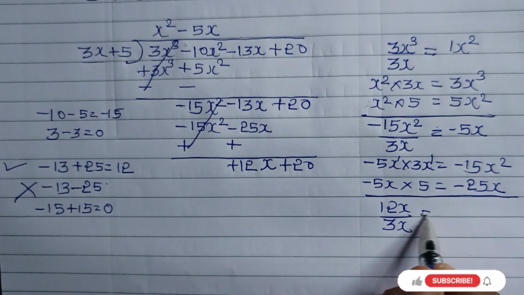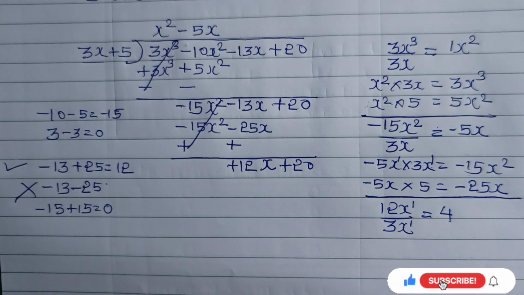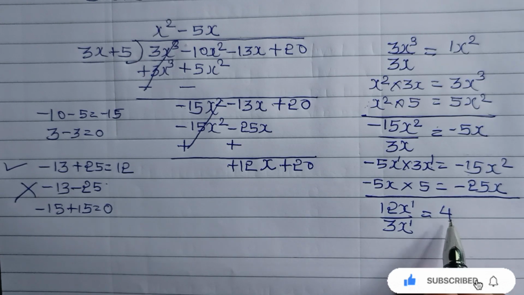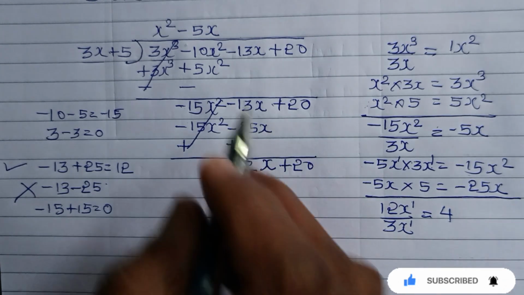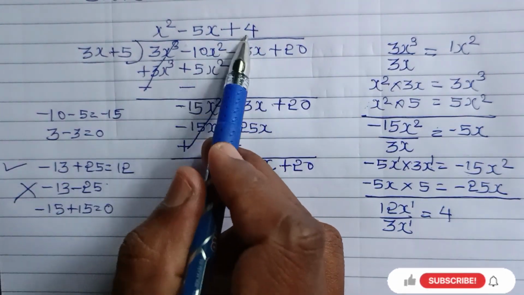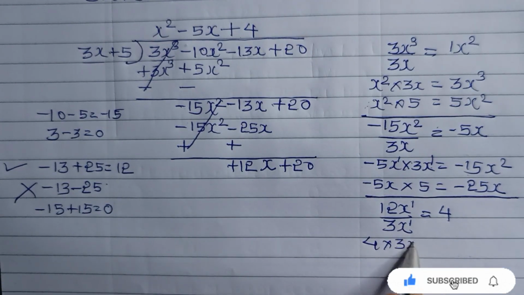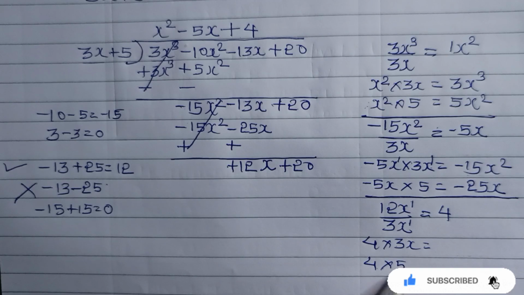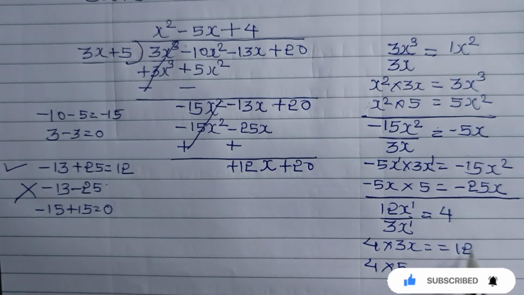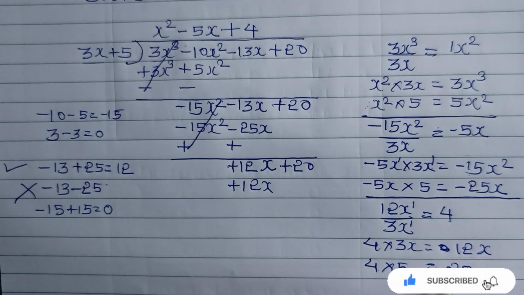So 12 upon 3 is 4. This is degree 1, this is degree 1, and 1 minus 1 is 0. 0 means no need to write any variable, just write the number 4. So this is the third term of the quotient, and you write it here, plus 4. Now multiply this 4 by 3x and 4 by 5. 4 into 3 is 12 and this is a single x. 4 multiplied by 5 is 20. So this 12x you write here, plus 12x, and this is plus 20.